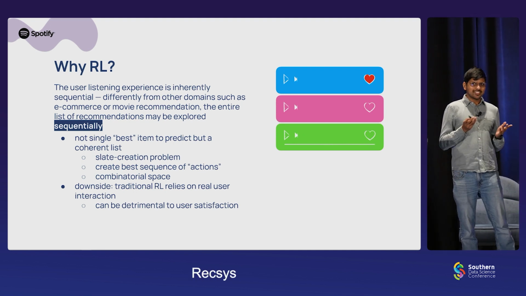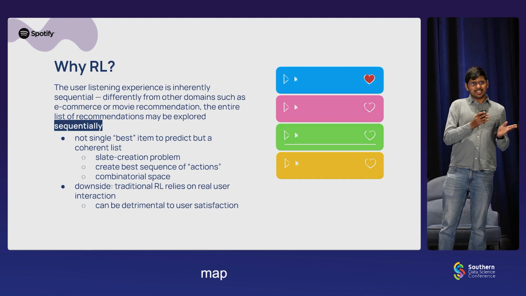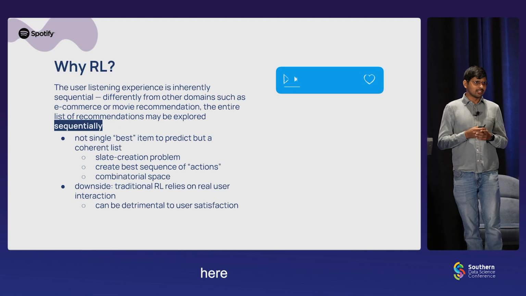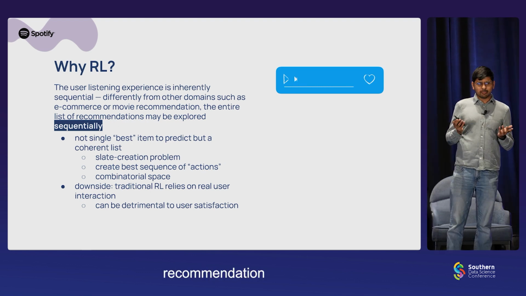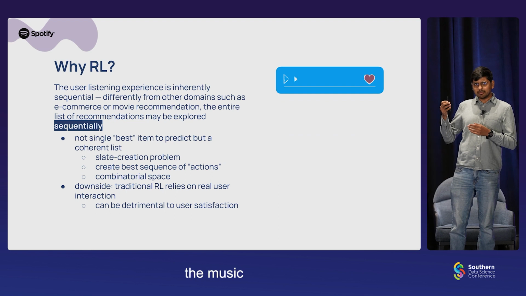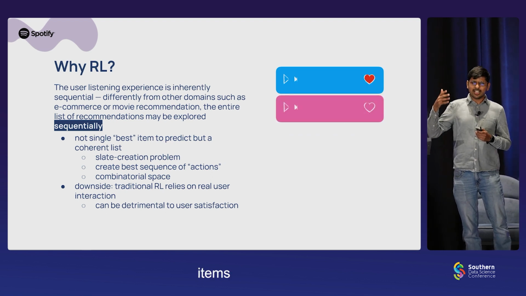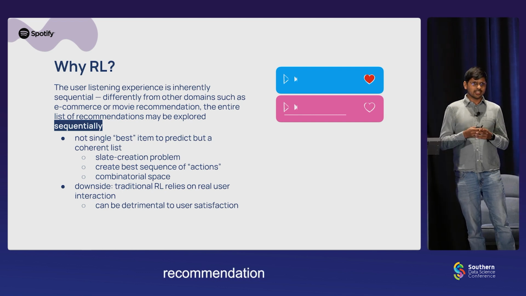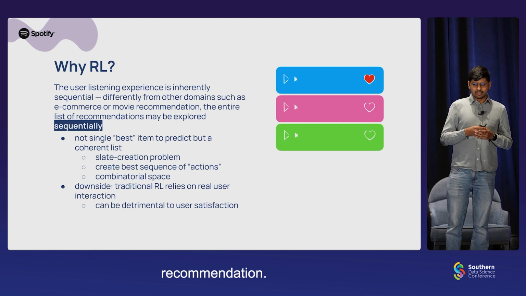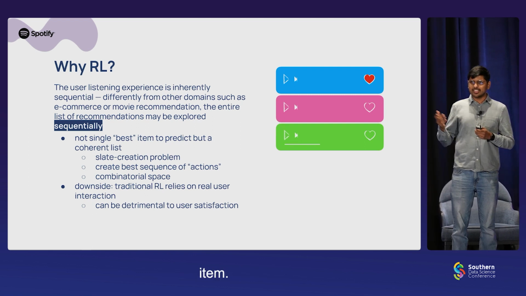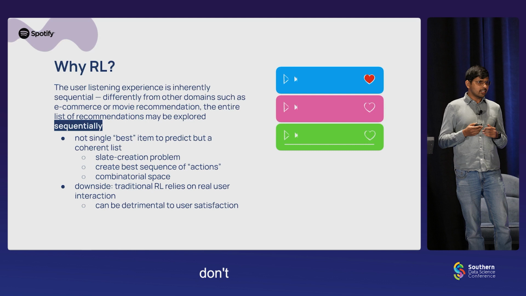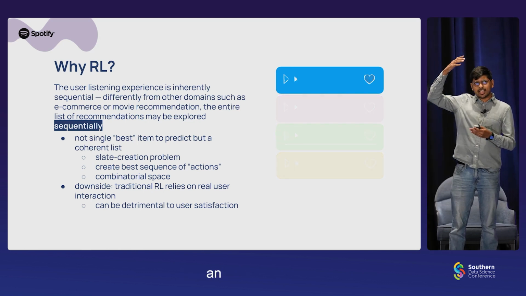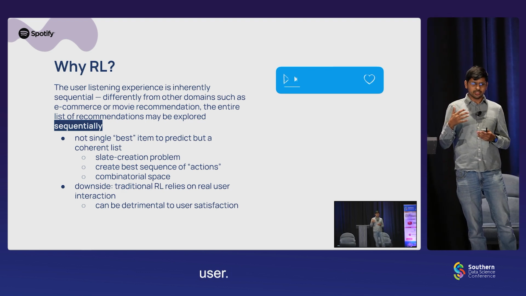Now, some of you RecSys experts may immediately map this to a slate recommendation problem. But there is a subtle difference here. Compared to traditional slate recommendation problems, users in the music space tend to explore all the items in the playlist. And this is different from, let's say, an e-commerce recommendation or a movie recommendation, where you pick the single best item. So we don't want to recommend the single best track to the user, but we want to generate an optimal sequence of tracks for the user.